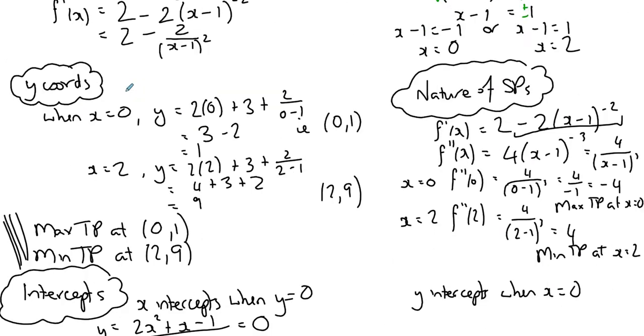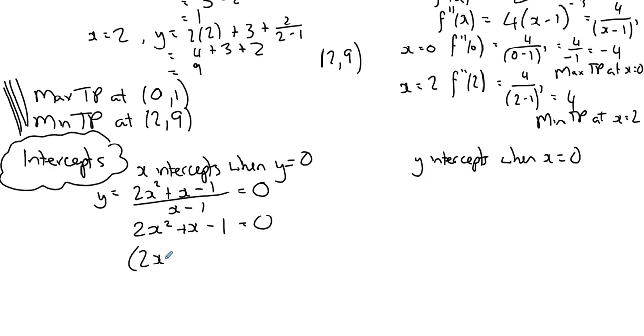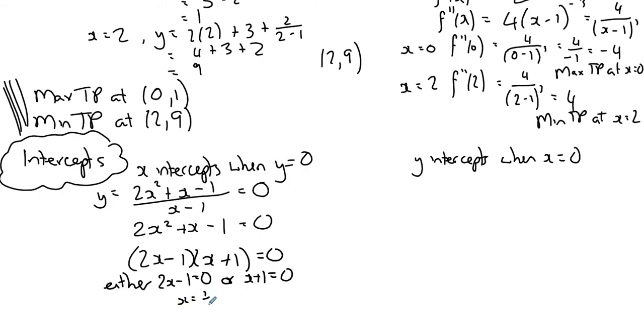2x minus 1 and x plus 1. I could have done that again, but trying to save time. So we can say that either 2x minus 1 equals 0 or x plus 1 equals 0. So our solutions there are x equals a half or x equals -1. So that's our two intercept points, (1/2, 0) and (-1, 0).